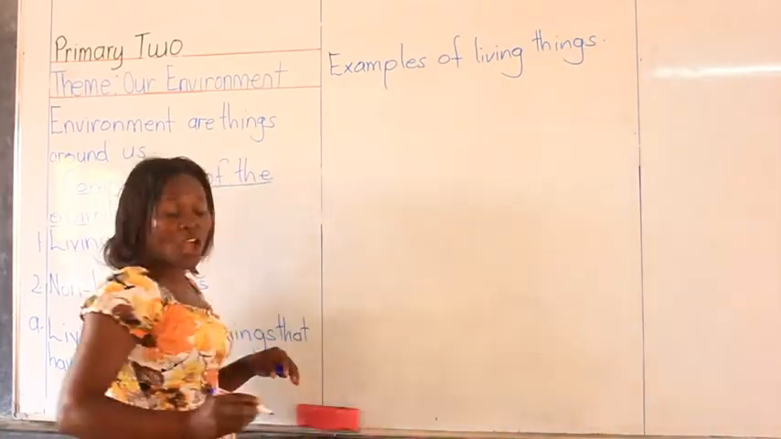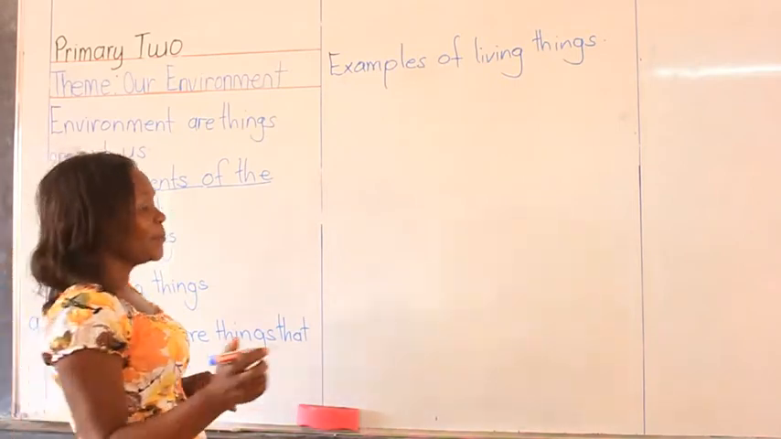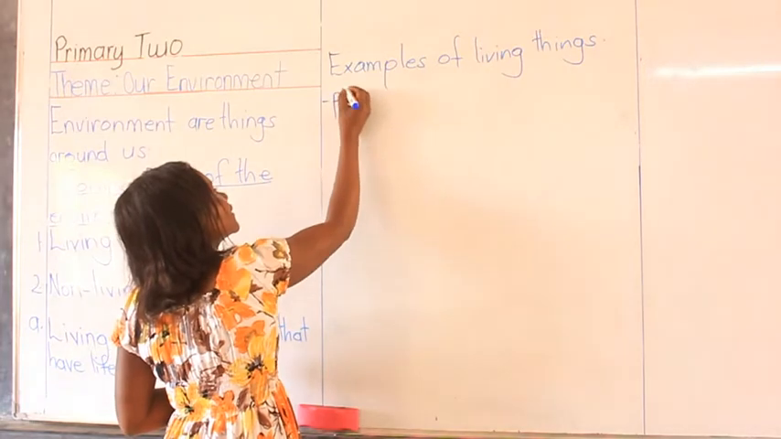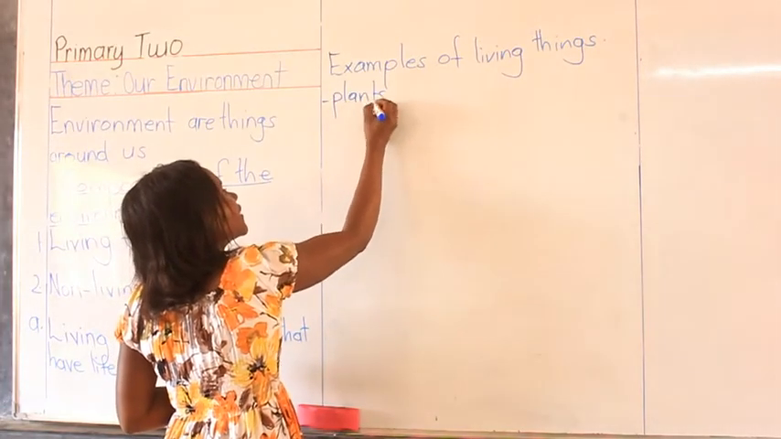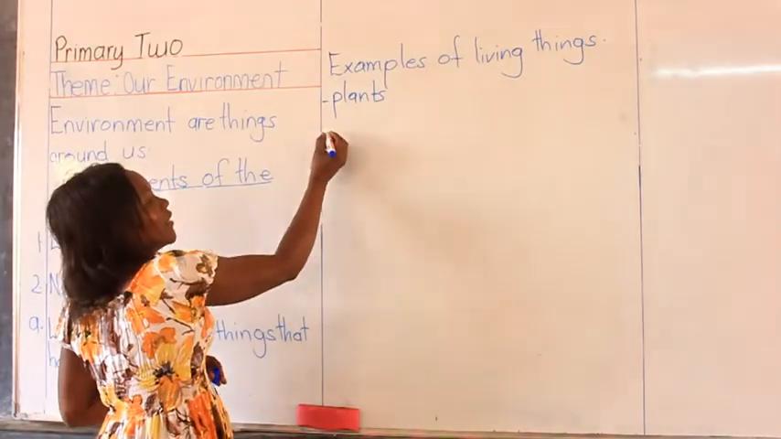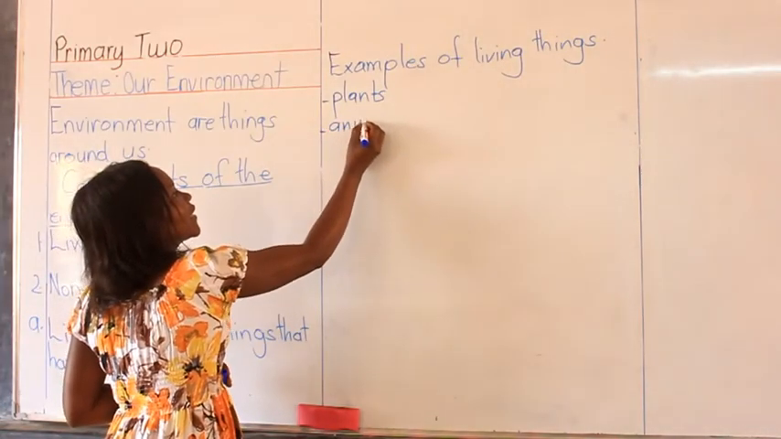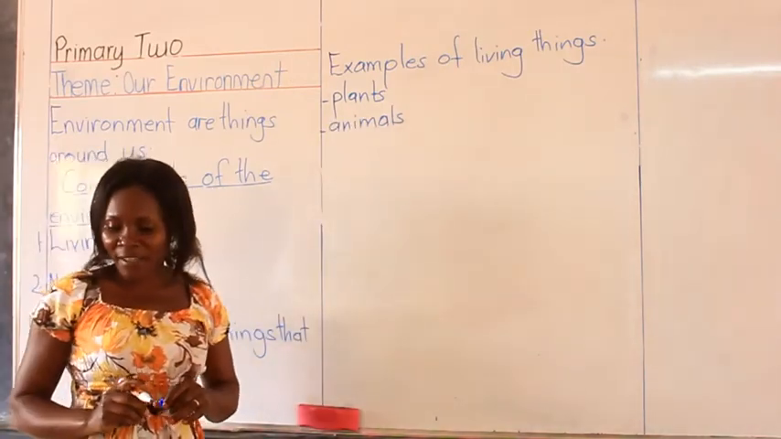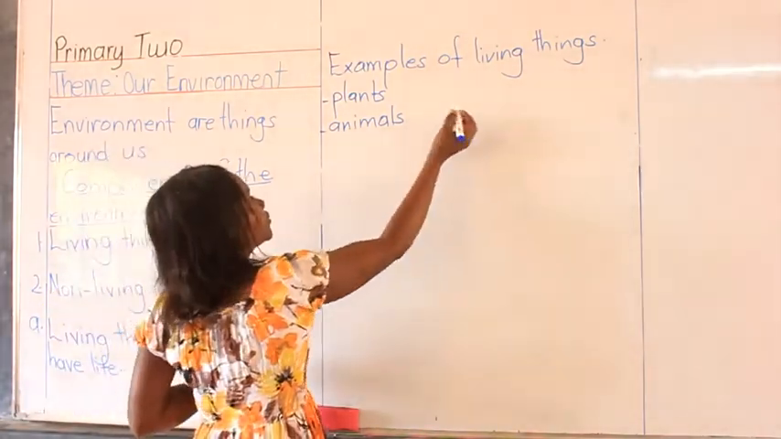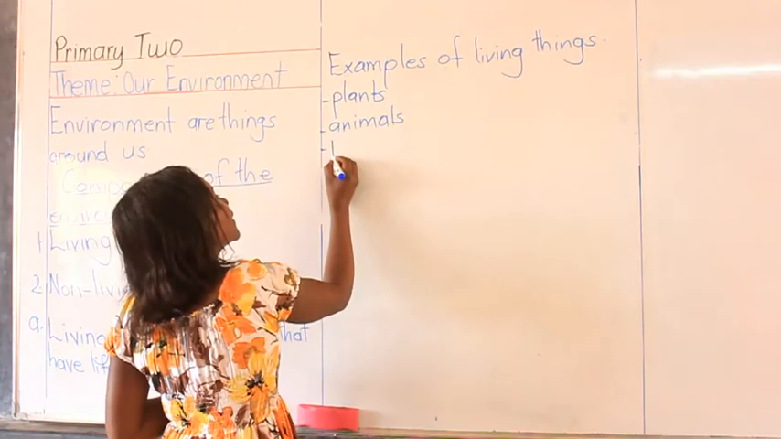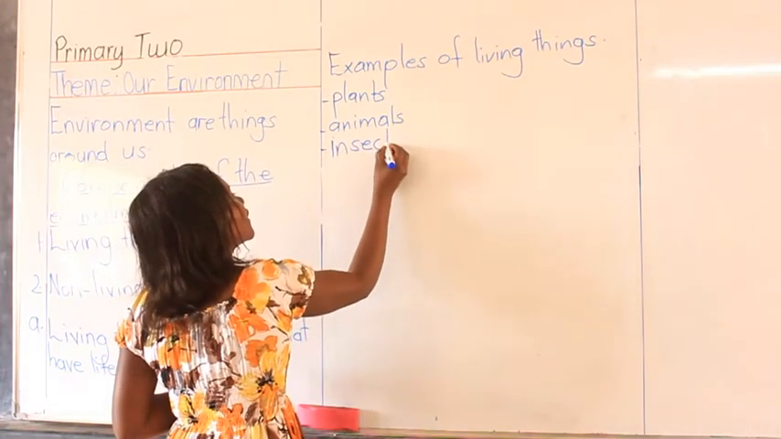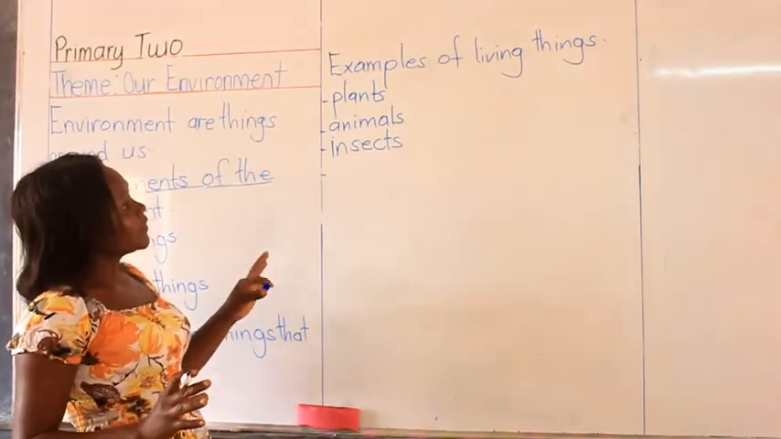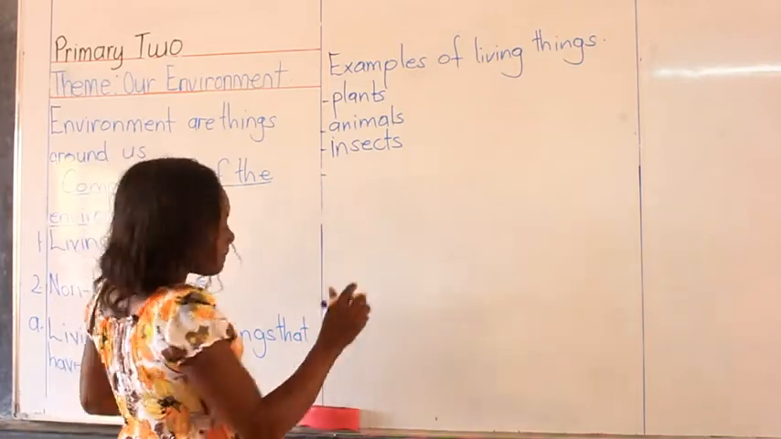Examples of living things, we have 4 of them. Let me mention them. 1, we have plants. Plants are living things. We have another group we call animals. Animals are also living things. We have a third group. This one is called insects. And lastly, we can group another example as birds.